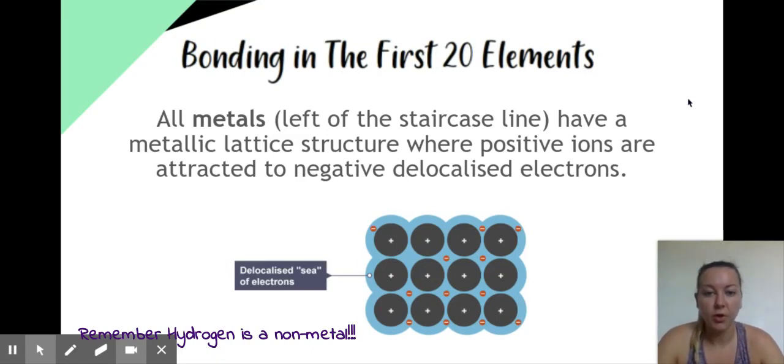So first of all metals. They are on the left of the staircase line, as you know, and have a metallic lattice structure where the positive ions are attracted to negative delocalised electrons. We had a wee talk about this in the last video. Hopefully everybody is up to speed with metallic bonding. So everything to the left of the staircase line, you have a little key on page 2 of your notes. I want you to colour in all the metals one colour.